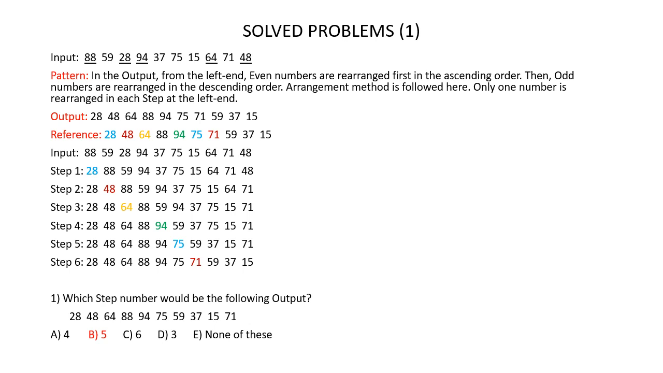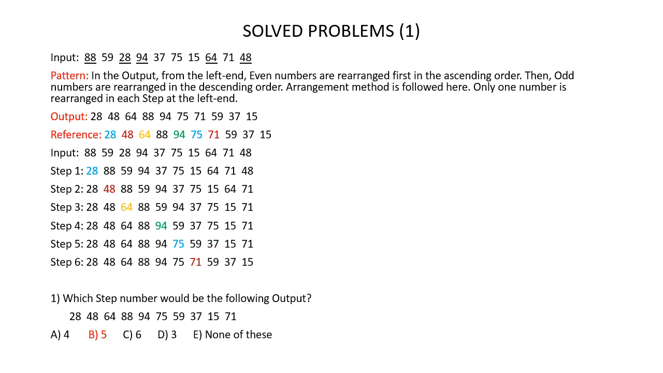The next number in the reference line is 75. So in step 5, write 28, 48, 64, 88 and 94 in the same position as is given in step 4. Now write 75 in the sixth position from the left end in step 5. The remaining numbers of step 4 are written as they are.